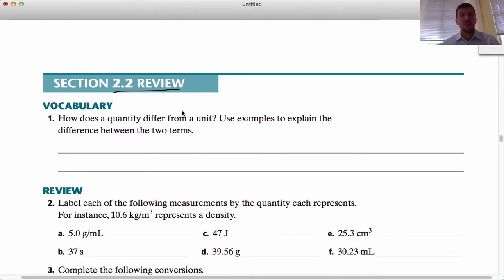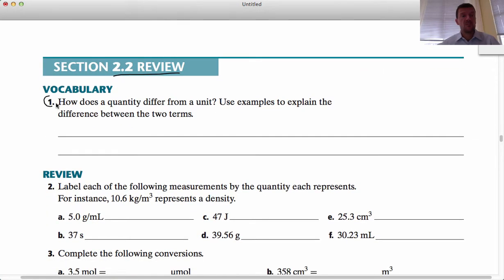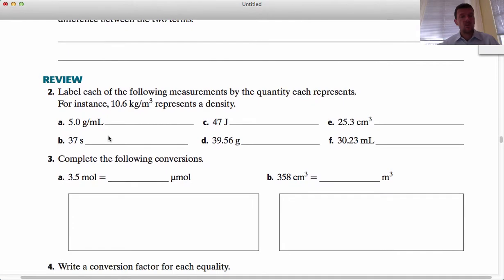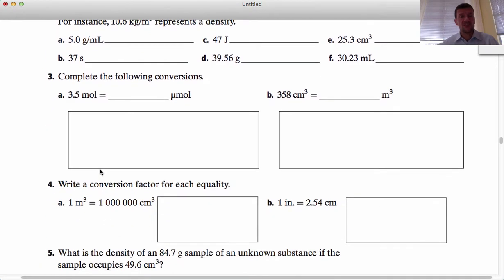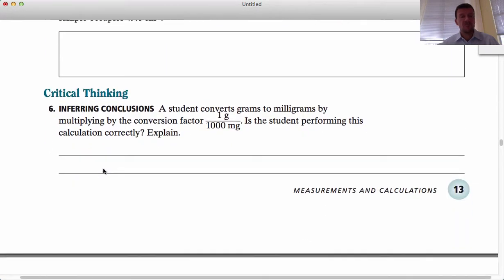Then you've got the 2.2 review section here. Go ahead and work through these problems, applying exactly what we just talked about, everything in 2.2, and work through each of those problems, and then I'll send you the answers after you've submitted it for me.